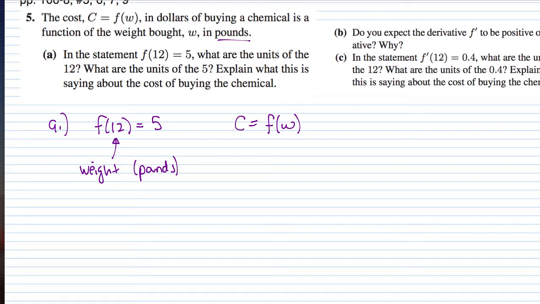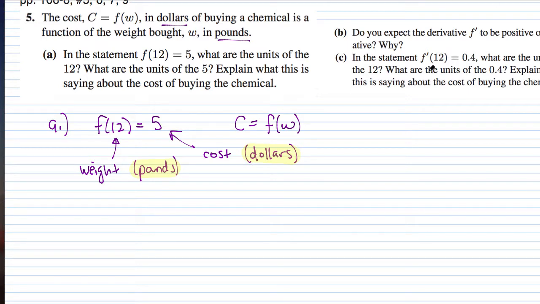I'm going to just highlight this as the answer. So that is our first answer. Then our 5 is cost. So this is our cost, and our cost is measured in units of dollars. So that would be the units of the 5.